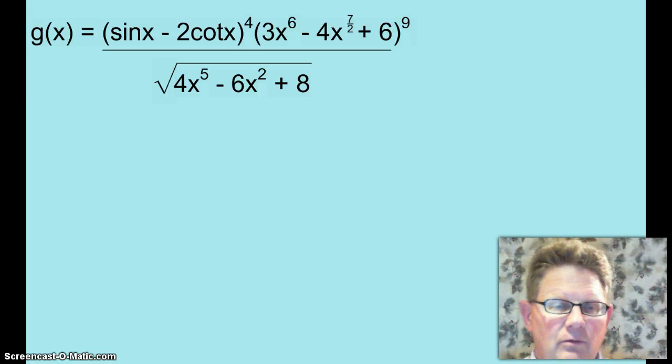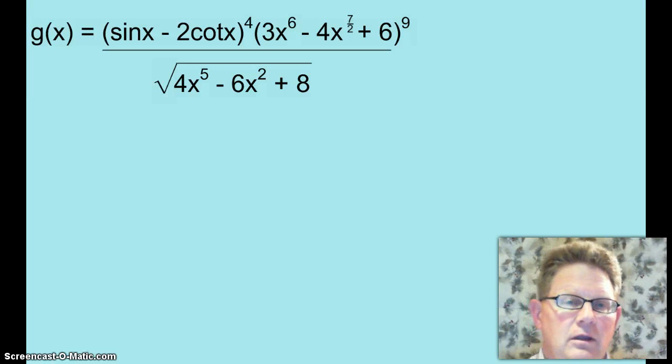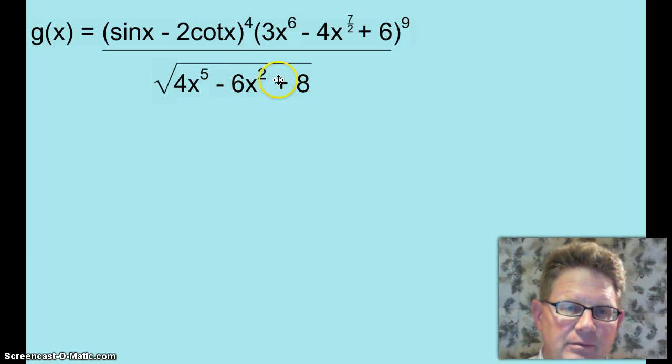Oh, wow. Could you imagine taking the derivative of the numerator, multiplying it by the denominator, then subtracting the numerator from the derivative of the denominator all over this denominator squared? Good. Neither can I.